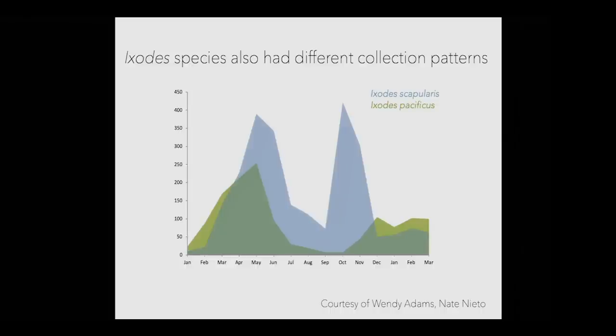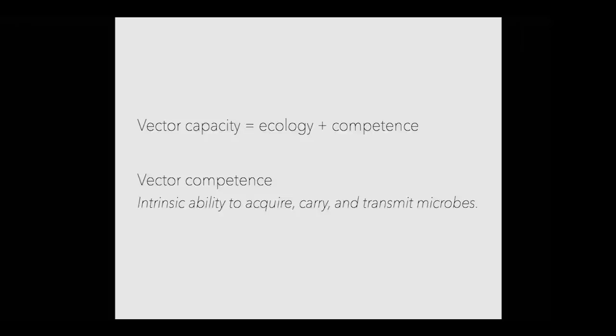And so these ecological factors, in addition to the intrinsic ability of the ticks to carry and transmit, together are known as vector capacity. And so one area of study in my lab is moving beyond the ecological factors and thinking more about the intrinsic factors, which is called vector competence. And these are principles that apply to not just ticks, but any other vectors that people study. So vector competence means that these ticks have the intrinsic ability to acquire, carry, and transmit all of these different things. And I'll explain what I mean by that in a second.